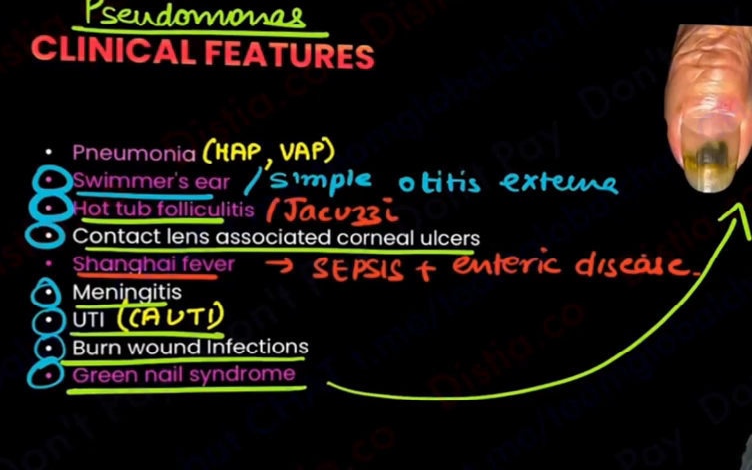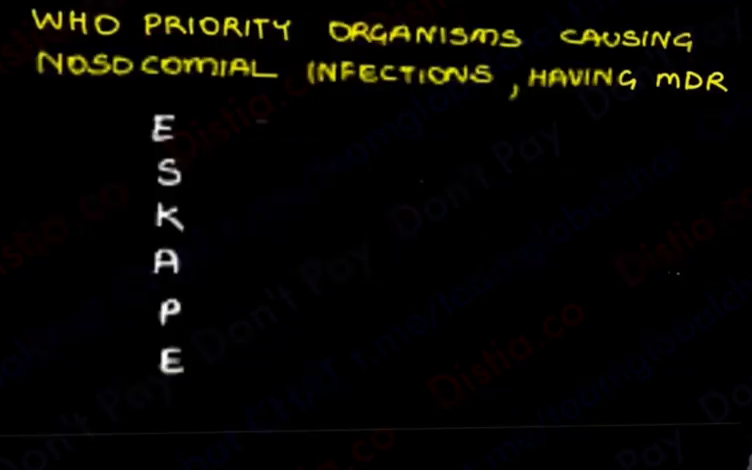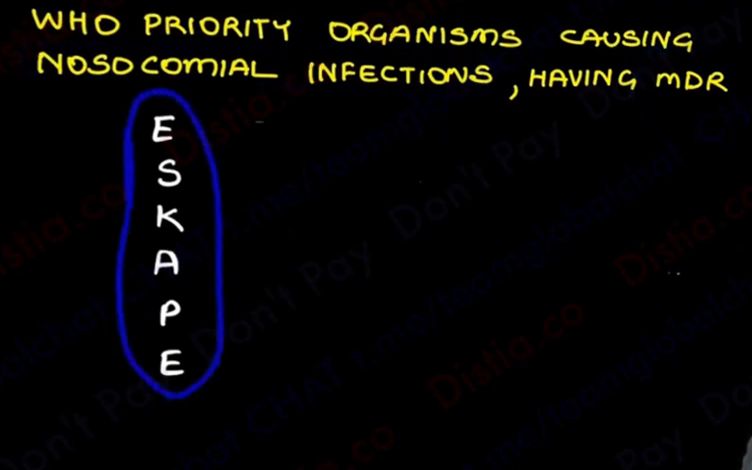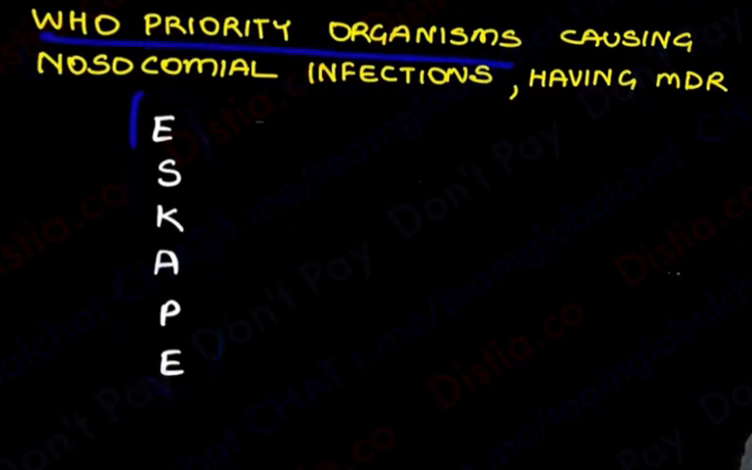So I can realize that Pseudomonas is coming across as a nosocomial infection. It's definitely coming across as a nosocomial infection. So I think this is the right time that I tell you that WHO has given a list of priority organisms, and it has told you which are the nosocomial infections which are very dangerous, very virulent, and also going to have multi-drug resistance. Basically, they are escaping the rules. WHO has given priority organisms called ESCAPE, which are very dangerous.